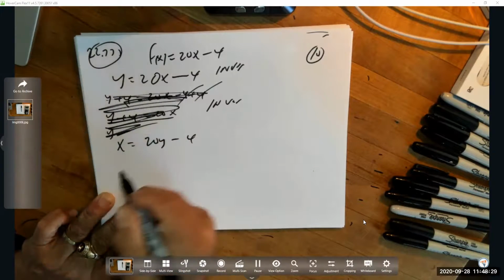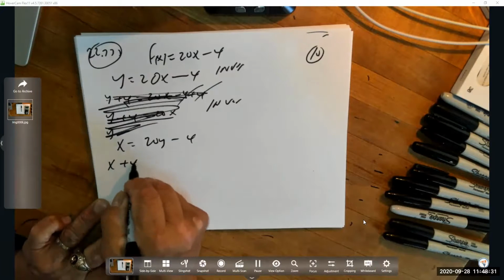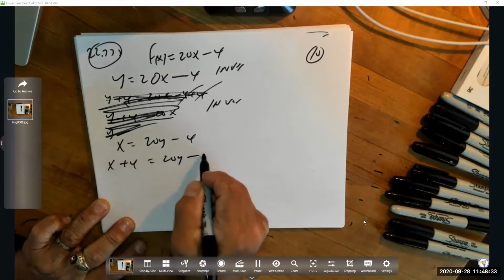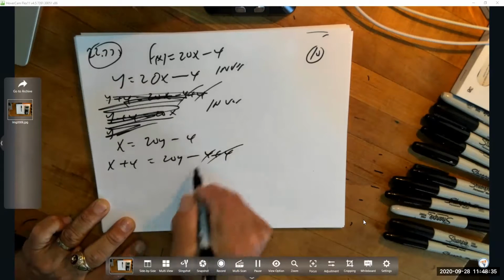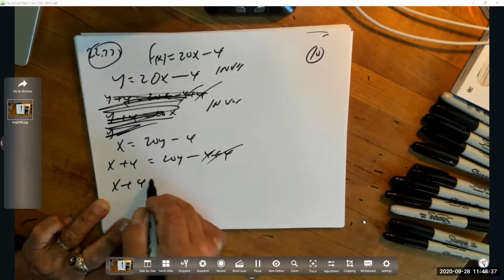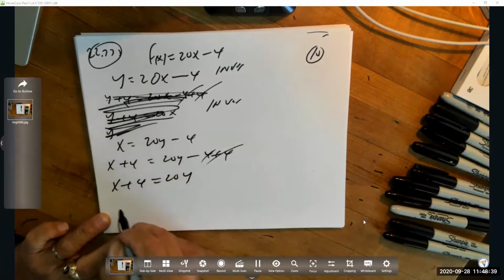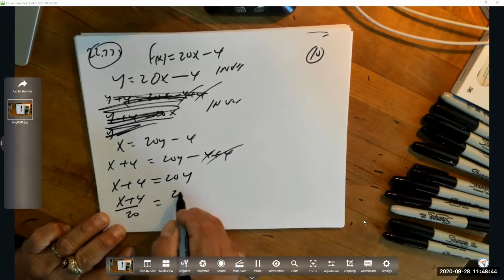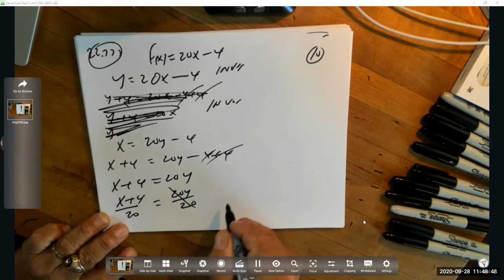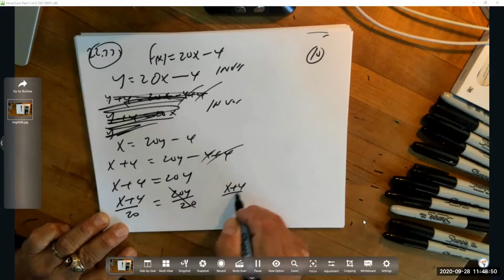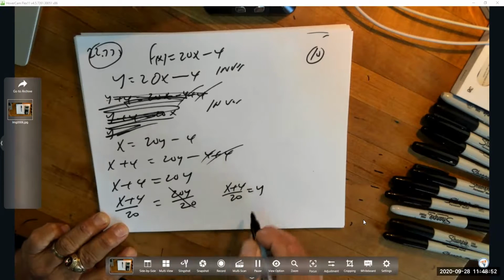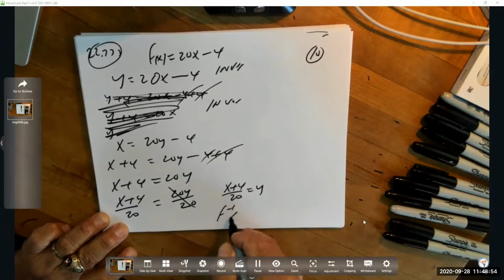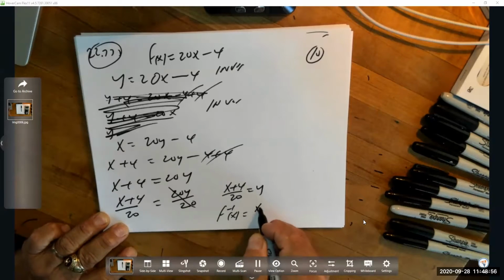Okay, now I'm going to do what you said. I'm going to add 4, and I'm going to add 4. There you go. Now it's better. So I have x plus 4 is 20y. Somebody said divide by 20. Is that right? This one by 20, and this one by 20. So we have x plus 4 over 20 is the y. Or f inverse is x plus 4 over 20.